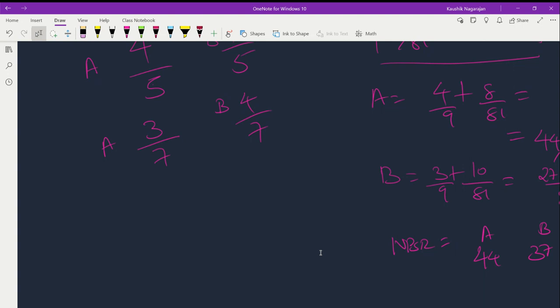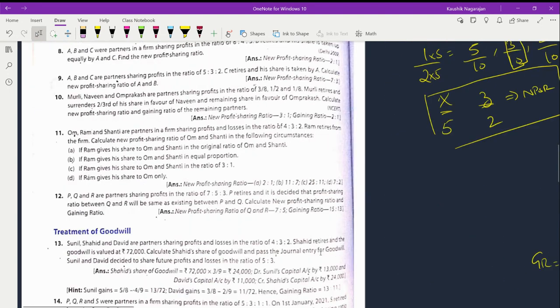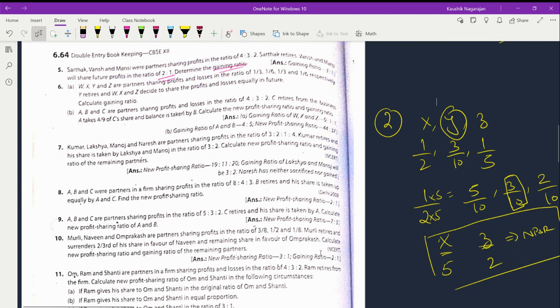Question number 7 mentions Kumar, Lakshya and Manoj. The partner names are given in the question. Kumar, Lakshya, Manoj and Naresh are partners sharing profits and losses in the ratio of 3 is to 2 is to 1 is to 4. Kumar retires and his share is taken by Lakshya and Manoj in the ratio 3 is to 2. They are asking us to calculate the NPSR and gaining ratio. Nothing is different or difficult in this problem. As usual, the concepts we learned should be applied to get the answers.